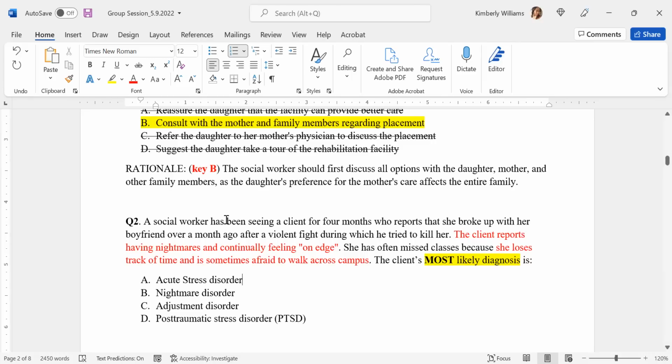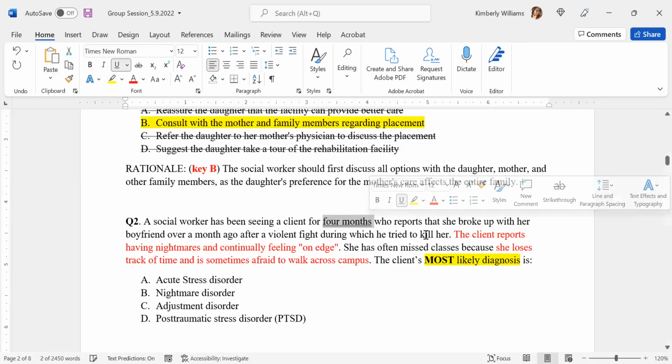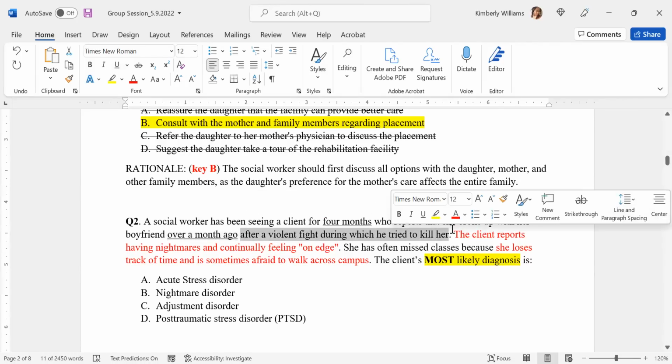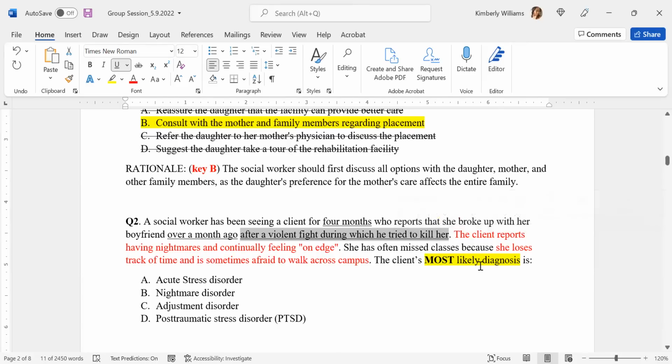So that's why we need to know that. In this case, the social worker has been seeing her for 4 months, and she broke up with her boyfriend over a month ago. So she's been out of this relationship over a month. After they had a violent fight, he tried to kill her. So we make sure we keep the situation in mind. She had a traumatic event, and after this traumatic event, she has these symptoms. What is the most likely diagnosis?